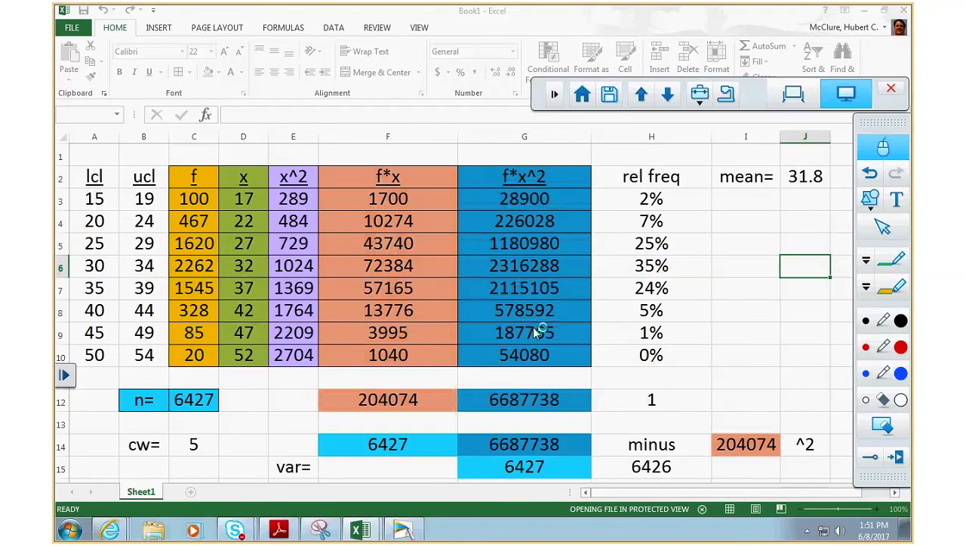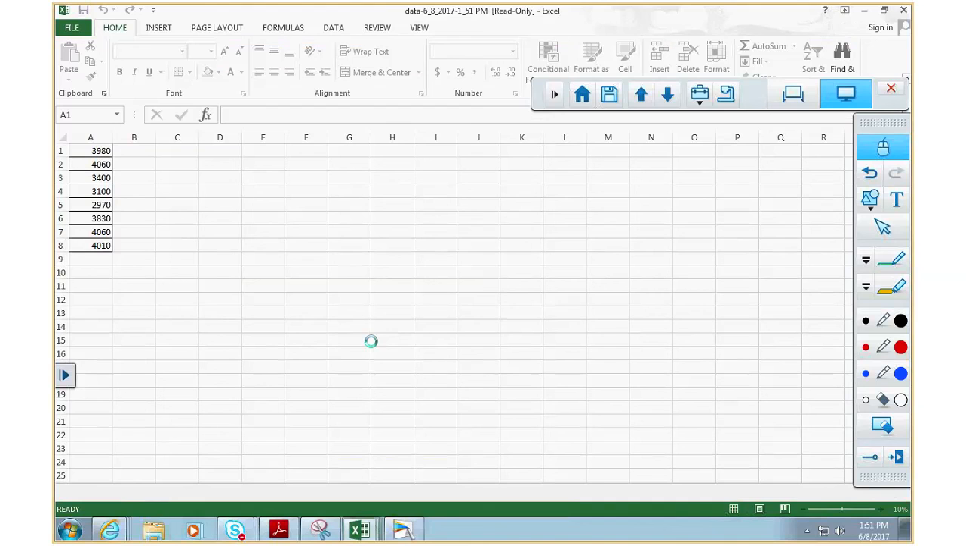What is S? Standard deviation, Hubert. That's right, class. Good job. Standard deviation.